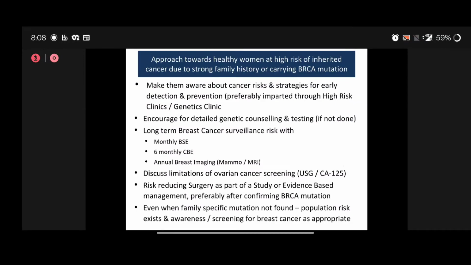Now, if you have a healthy person who is at risk due to a strong family history of carrying a BRCA mutation, again, make them aware of cancer risks. Encourage counseling and testing, and then surveillance for breast cancer: monthly breast self-examination, 6-monthly clinical breast examination, and annual imaging. And as I mentioned, there is a limited role of ovarian cancer screening.